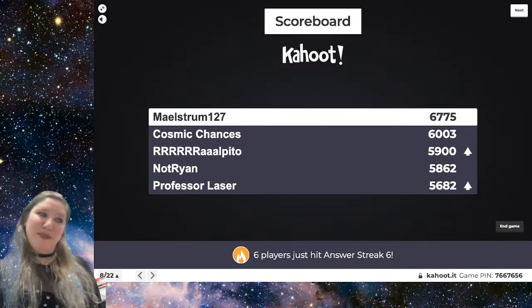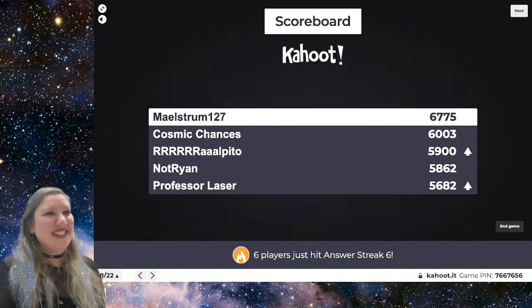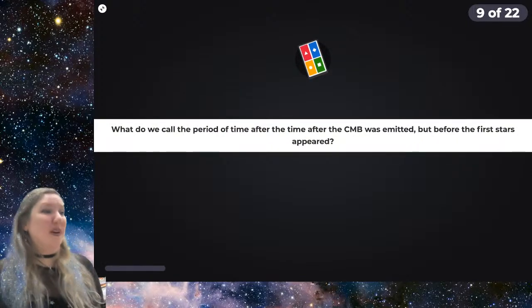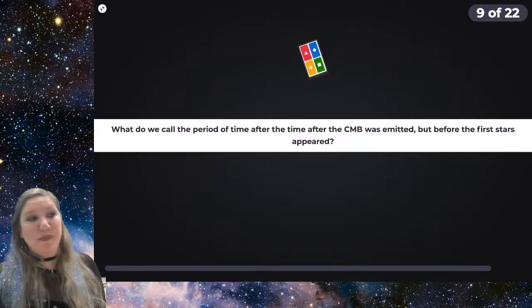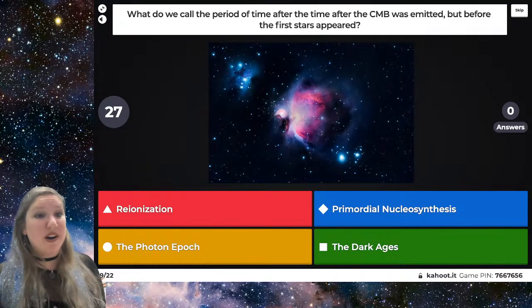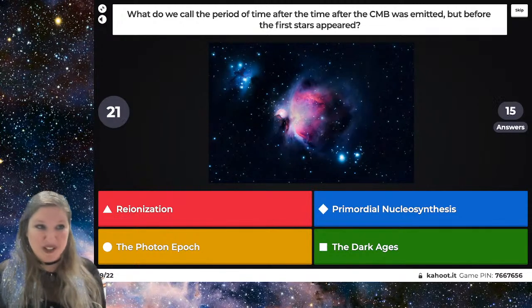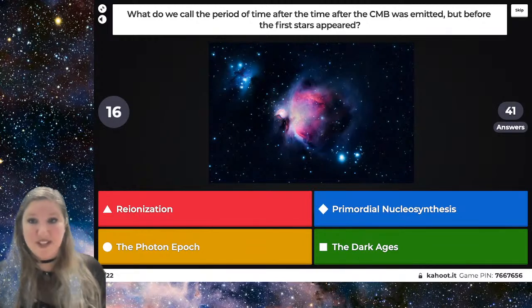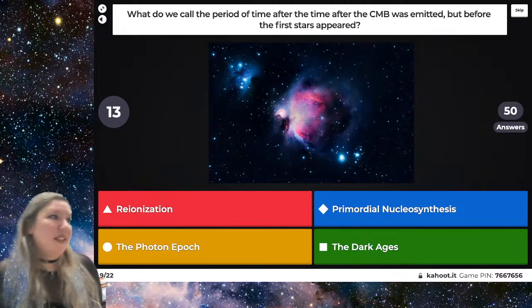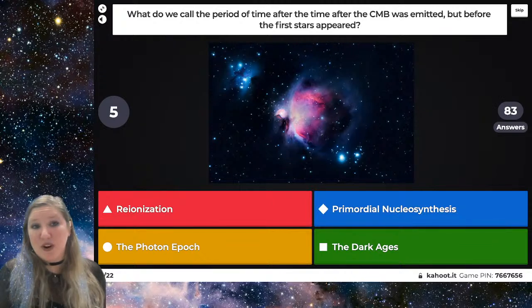Scoreboard once again, we've got Maelstrom 127 still in the lead and Cosmic Chances maintaining that second place. Let's see if the rest of you can catch up with this next question, which is, what do we call the period of time after the cosmic microwave background was emitted, but before the first stars appeared? Was it called reionization? Was it called primordial nucleosynthesis? Was it called the photon epoch? Or was it called the Dark Ages?